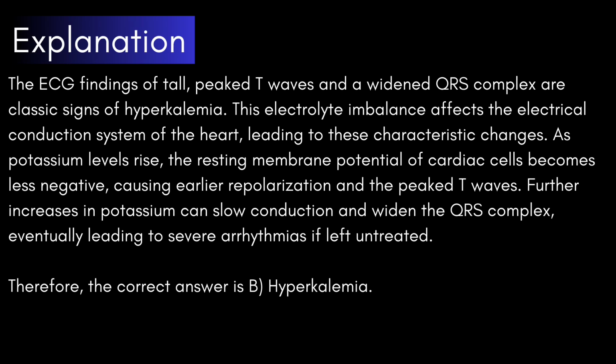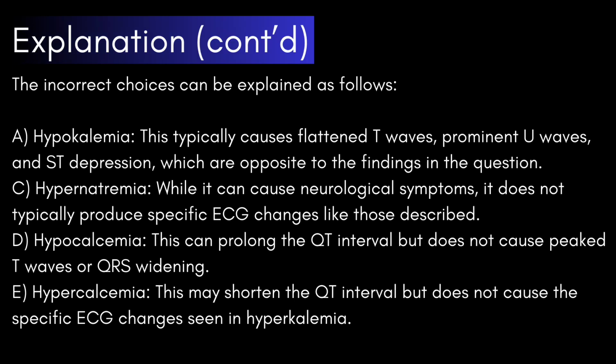All right, let's go ahead and see why the other answer choices are incorrect. The incorrect choices can be explained as follows. A. Hypokalemia. This typically causes flattened T waves, prominent U waves, and ST depression, which are opposite to the findings in the question. C. Hypernatremia.